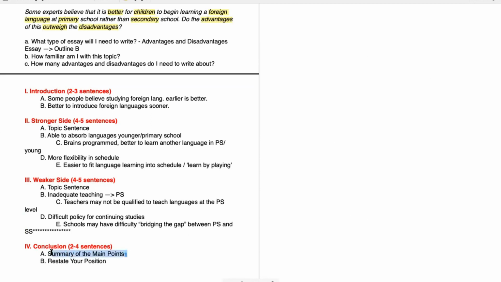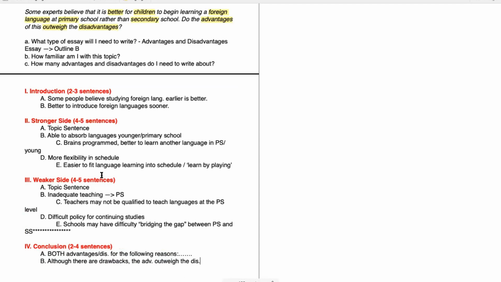For the conclusion, just to summarize, I'm going to say there are both advantages and disadvantages for the following reasons. And I'm going to list my reasons just to recap everything I've talked about. And then I'm going to restate my position and say, basically, although there are drawbacks, okay, another synonym for disadvantages, the advantages outweigh the disadvantages, okay? This is basically my idea.